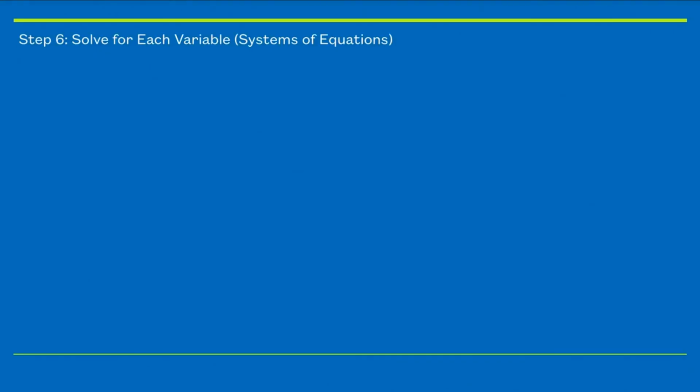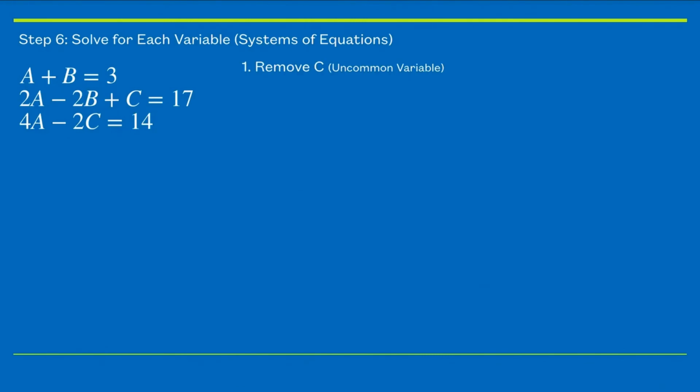The next thing we're going to do is solve the system from the previous slide. So I'm going to bring in the system, and you can see there's a couple of different ways we could do this. We could use substitution. I'm just going to go through elimination, and I'm going to pair up these two equations and eliminate c in the first step. So it says remove c, the uncommon variable there.